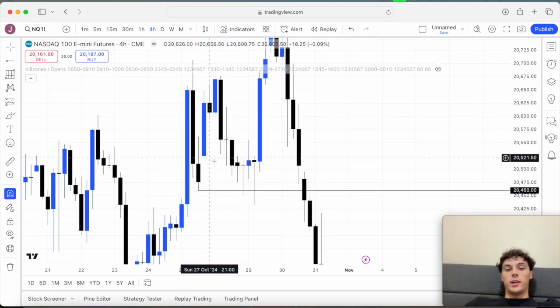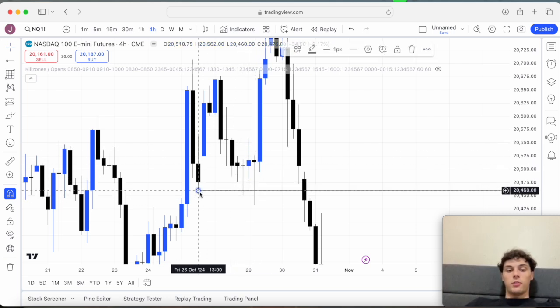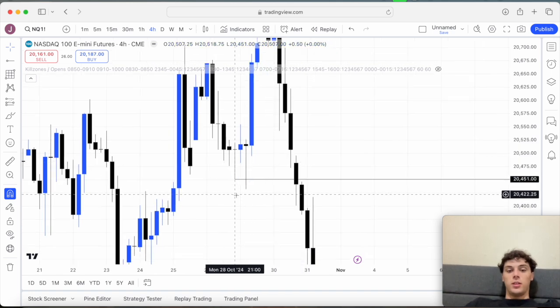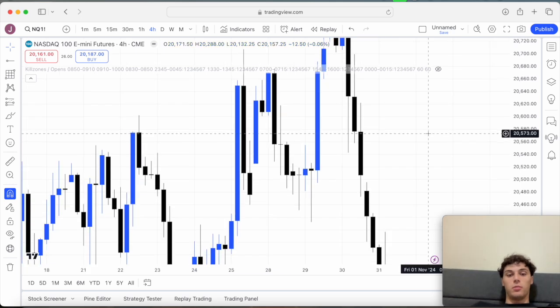We have liquidity right here. It got hit right here. It went up a little bit. And then it created more liquidity right here. And it took this liquidity out and then decided to go up. So here, let's look at Monday.